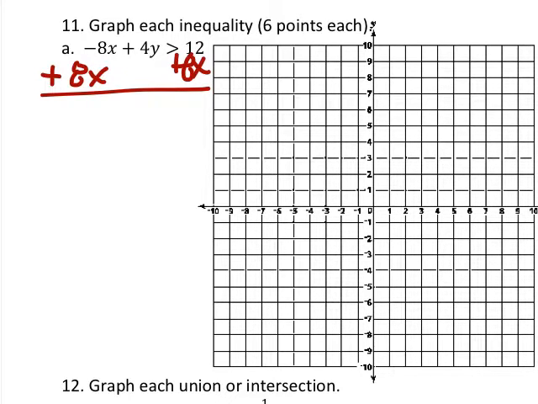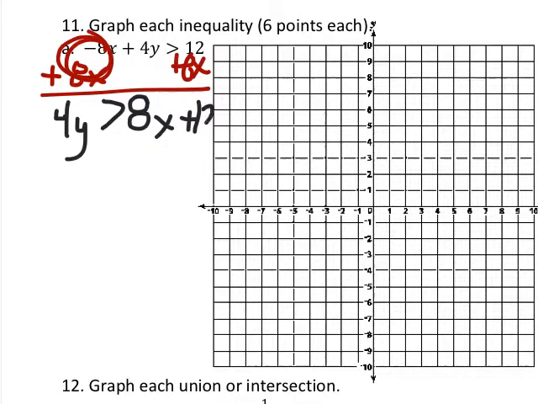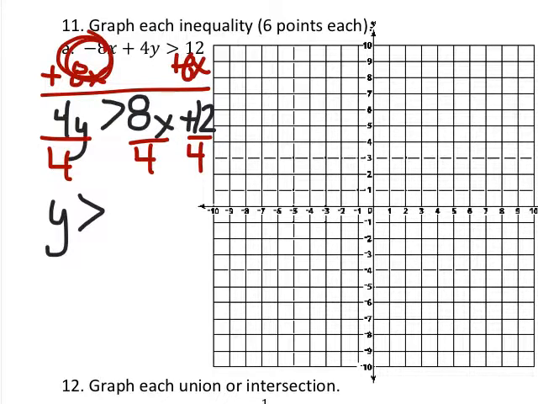Now since if we add and subtract, it's not going to affect the inequality there. So this becomes a 0. What we're left with is 4y is greater than 8x plus 12. The last thing I need to do is divide all of the terms by 4. So y is greater, and since we divided, we want to check to make sure that we're not dividing or multiplying by a negative, which we're not, because if we did, it would flip the inequality. So 8x divided by 4 gives us 2x, and 12 divided by 4 is 3.